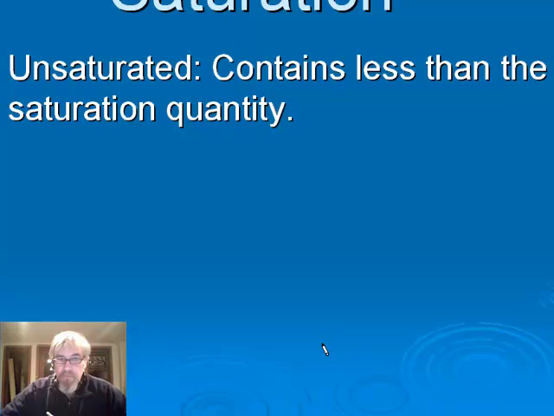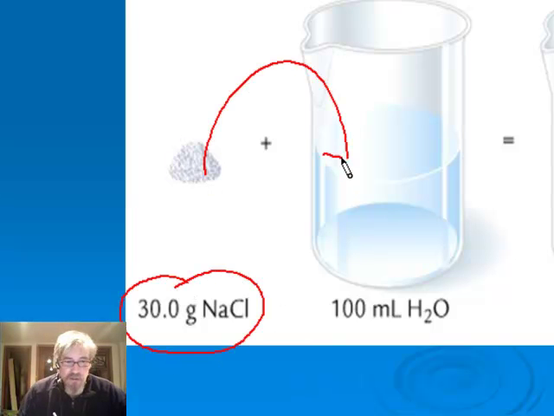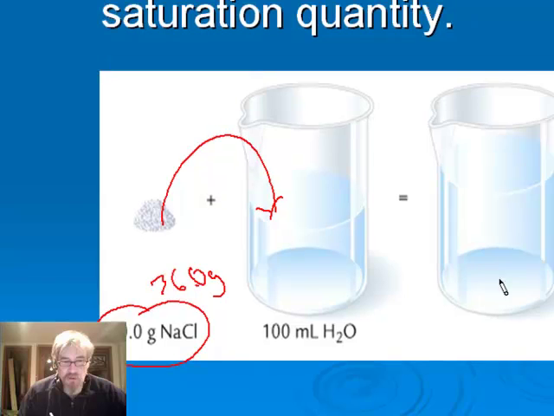Well, an unsaturated solution is just one that isn't saturated yet. It contains less than the saturation quantity. So this picture shows an unsaturated solution of sodium chloride. If you start out with 30 grams of sodium chloride and you throw that in a beaker, since 36 grams will dissolve, 30 grams will dissolve easily, and there's still room for 6 more grams.